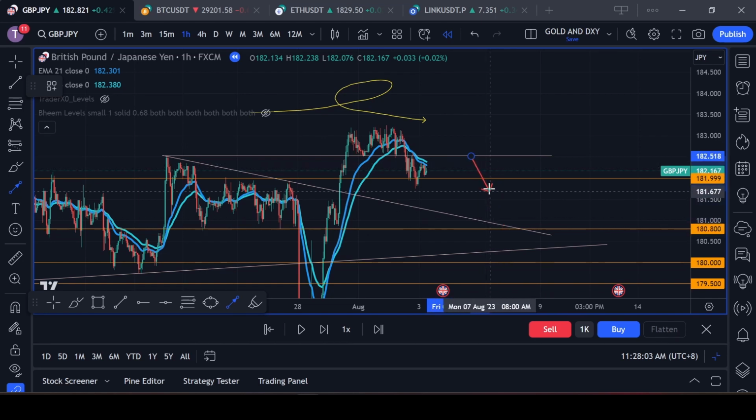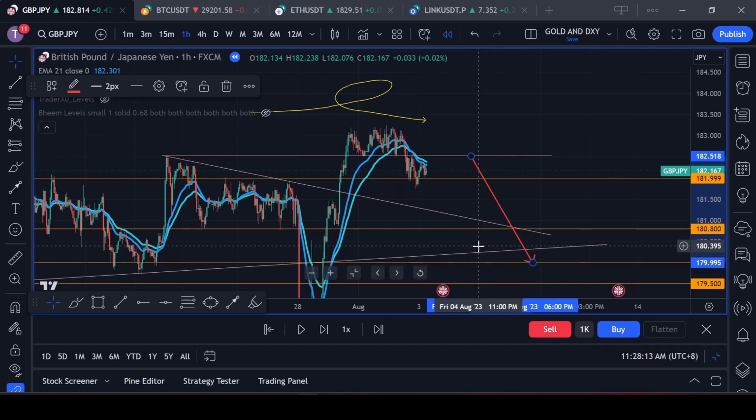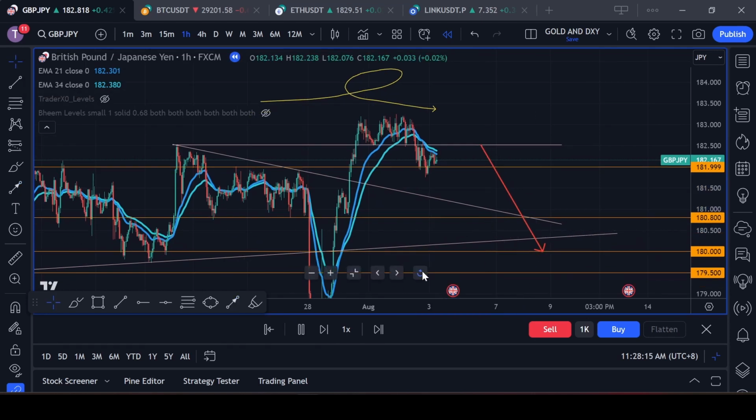Okay, so I was targeting this entry over here, and of course, at least targeting this low over here, and ultimately even lower at the 180 key areas. So let's play it forward.